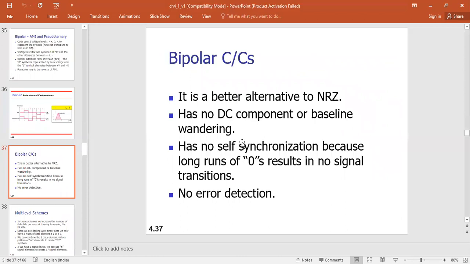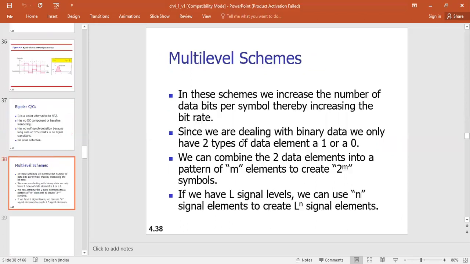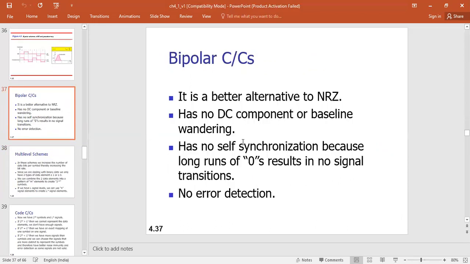So it is better than NRZ. There is no DC component, and self-synchronization is also there. But with a long run of 0s, there is no signal transition, and there is no error detection. So up to this, you just go through for that chapter.